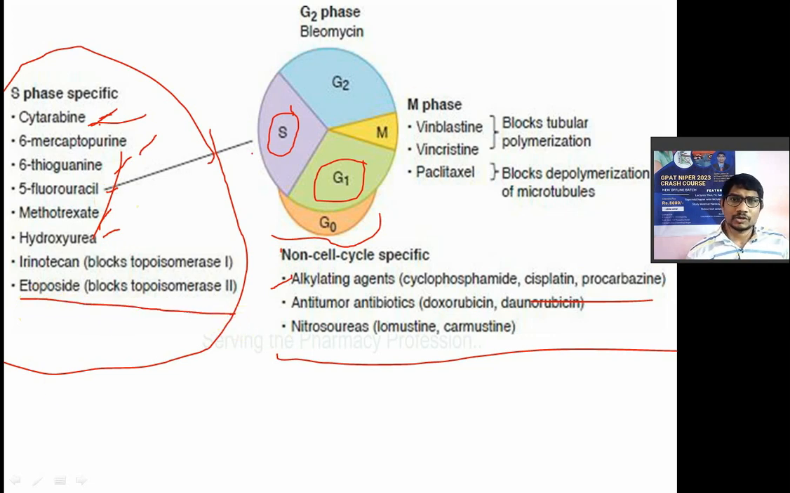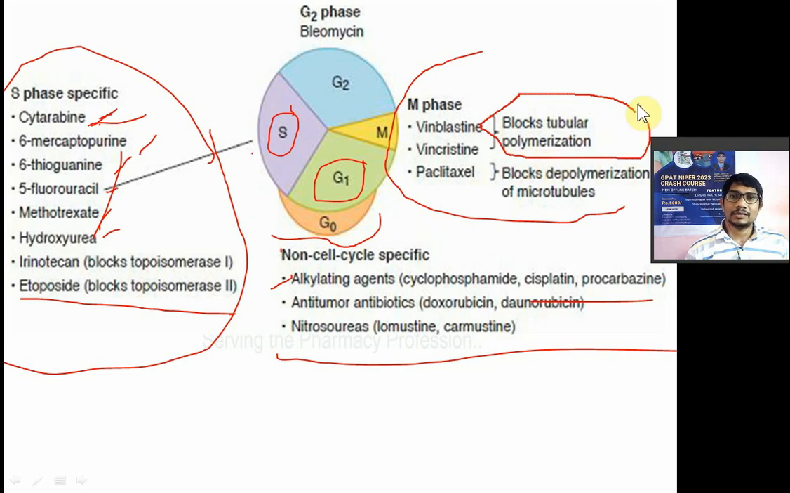Now, what are the examples of drugs which act on the M phase, that is the mitotic phase? Mostly natural anti-cancer drugs like vincristine and vinblastine. They are known as vinca alkaloids. They affect the microtubule function. Vincristine and vinblastine are called spindle poisons. They arrest the cell mitosis, preventing it, so they block the polymerization of the spindle. Then paclitaxel also blocks the depolymerization of microtubules. So they are known as spindle poisons.